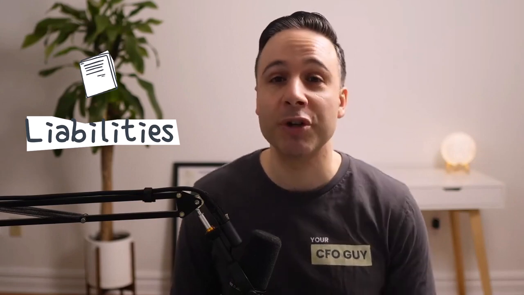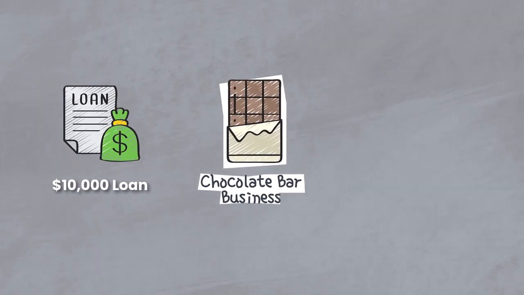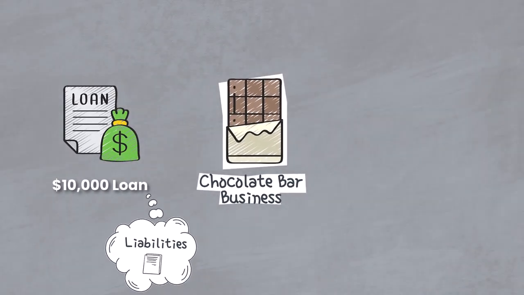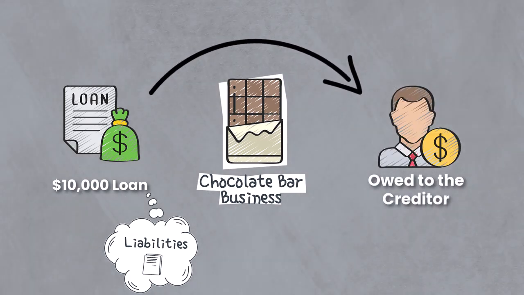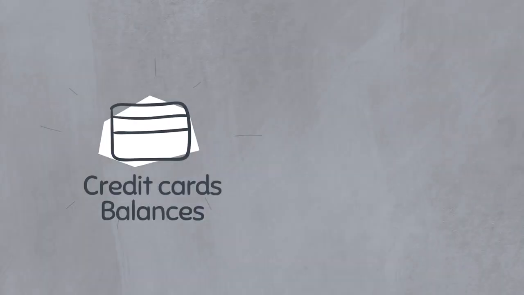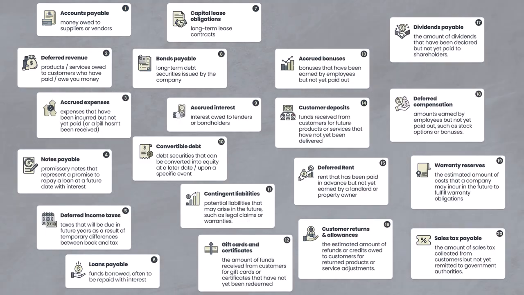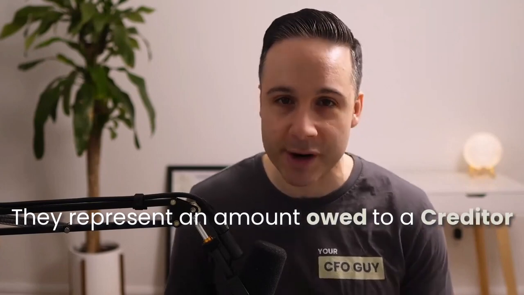So back to my chocolate bar example. If I take out a $10,000 loan to set up my chocolate bar business, that $10,000 is a liability, and I owe that money to a creditor who lent it to me. There are many other liabilities, though, that a business may hold, such as credit card balances or accounts payable, which is the opposite of accounts receivable. This time, I'm the one who owes the money to the vendor that I did business with. And here are a bunch of other liabilities that you may find in a business. The key thing here is that they represent an amount owed to a creditor.